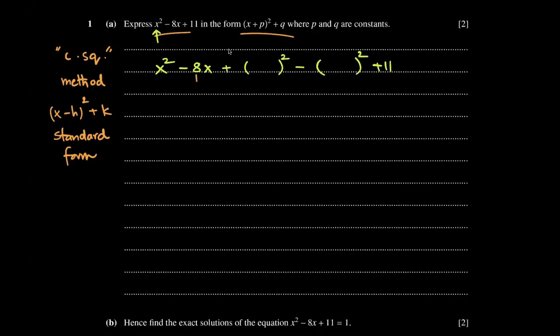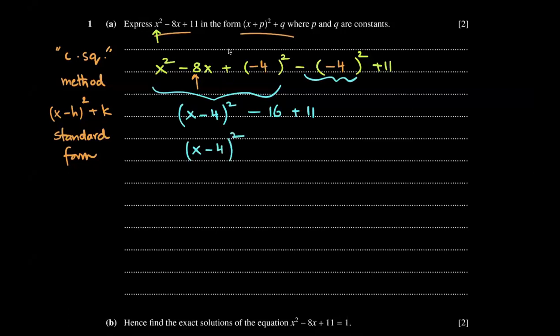What do we add and subtract? Square of half the coefficient of x. We rewrite the first three terms as a perfect square. This is (x minus 4) whole square. This is negative 16, this part, plus 11, which simplifies to (x minus 4) whole square minus 5. This is in the completed square form.